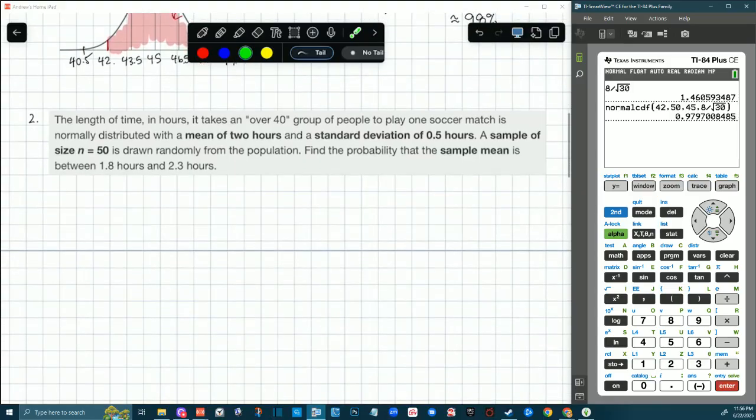So the next one says the length of time in hours it takes an over 40 group of people to play one soccer match is normally distributed with a mean of 2 hours and a standard deviation of 0.5 hours. A sample of size n equals 50 is drawn randomly from the population. Find the probability that the sample mean is between 1.8 hours and 2.3 hours.